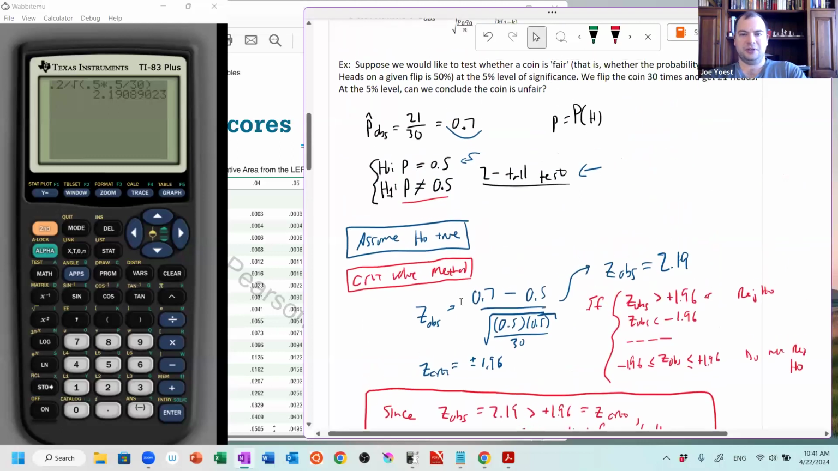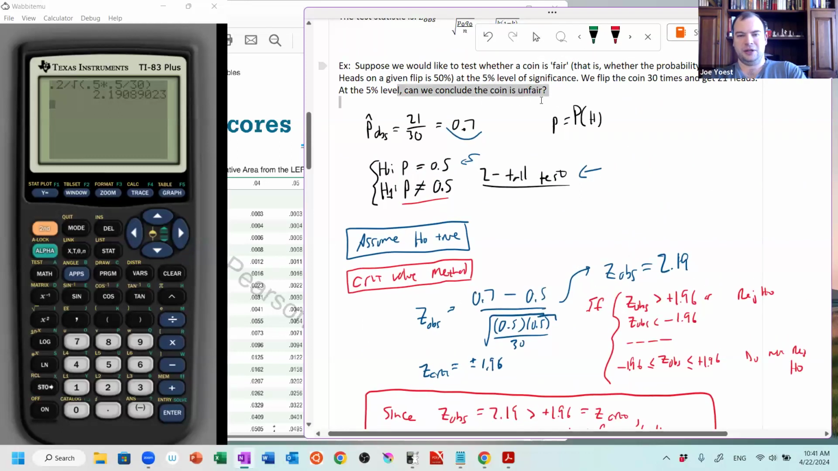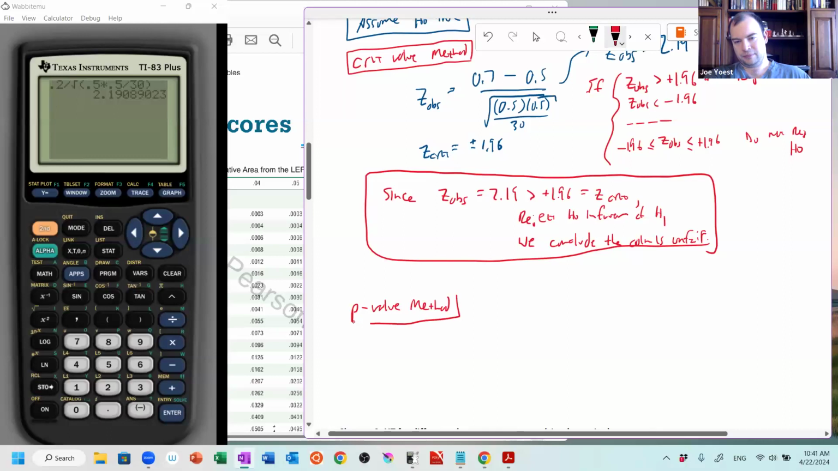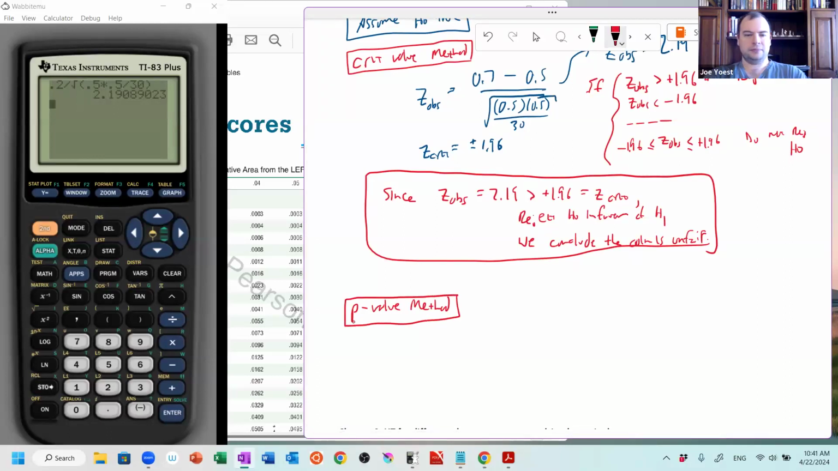So at this point, we've answered the question. We would be done with the problem at this point. But again, let's just look at a different method that we could have used to answer the question. We could have used the p-value method. So we could get a p-value for this sample, still under the assume H naught is true banner.